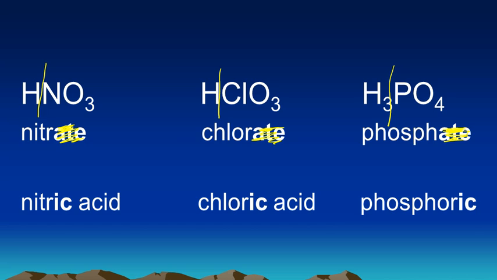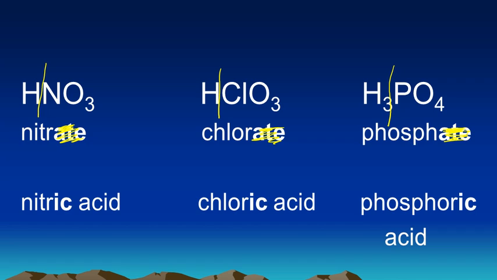H3PO4 is called phosphoric acid. Now notice that the name is a little bit different. You might think it would be phosphic acid, but someone at some point, I suppose, decided that that would sound funny, so they put that extra syllable on there, the or, so it's phosphoric acid.